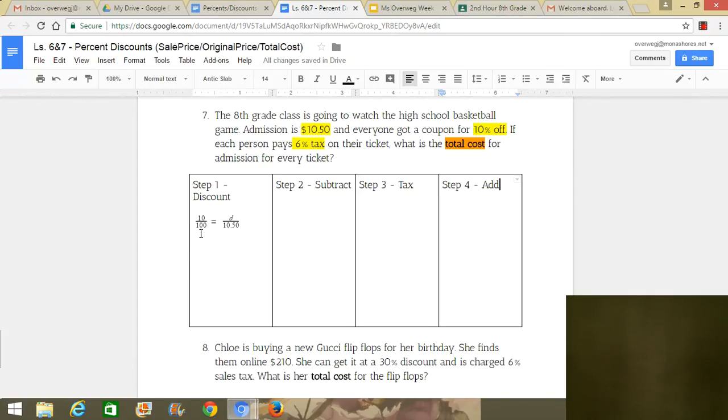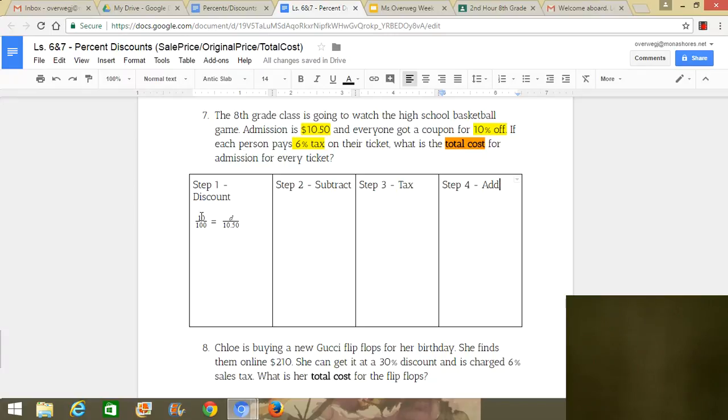This is our percent fraction of 10 over 100. That stands for 10% off. We're finding the discount, so little d goes on the top, and the price of our item, which is our admission ticket of $10.50, goes in the denominator. Next, what we need to do, once we have our proportion set up, is to cross multiply and divide.